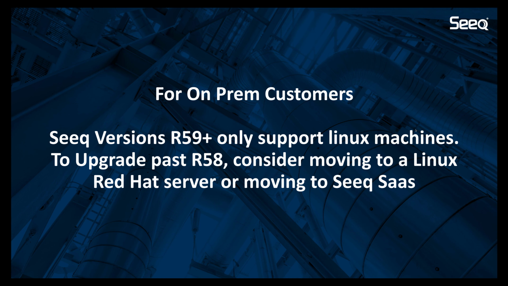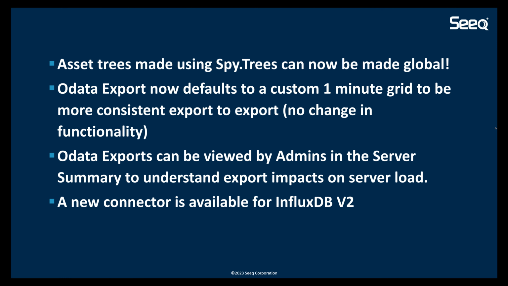Looking at some other admin type functions, as of R59, the only supported operating system for on-prem customers is Linux Red Hat. Please contact your CSM or Seek support to discuss options for upgrading to a Linux machine if you choose to stay on-prem, or migrating to Seek SaaS if you're still using an operating system other than Red Hat to host your server.